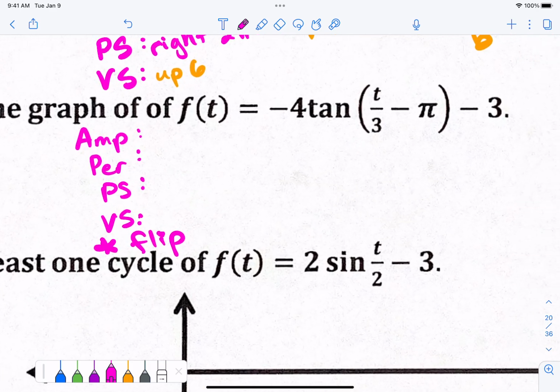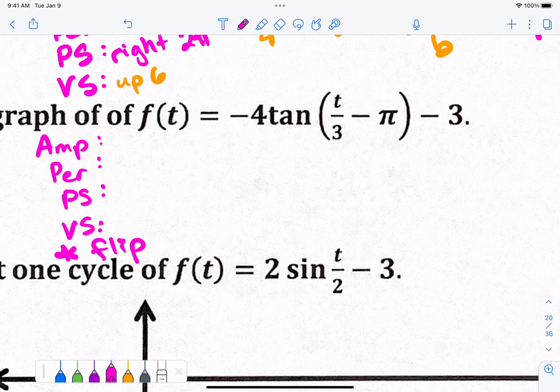All right. Am I going too fast? I feel like we're busting right through these. Keep talking. All right, amplitude. What's the amplitude? Only 4, flipped. Let's do vertical shift. It is down 3. So we have addressed the negative, we've addressed the 4, and we've addressed the minus 3.